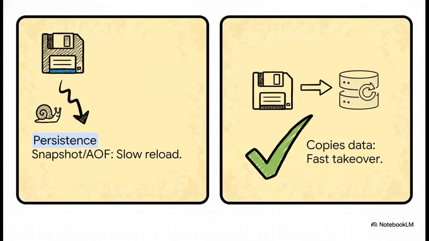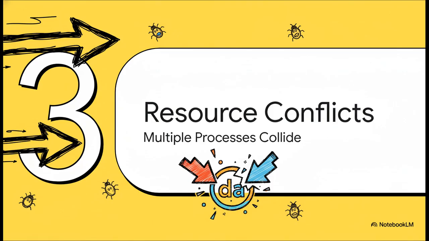But hold on. If Redis is in memory, what happens if it restarts? You don't want to lose all your user sessions, right? Well, you have a couple of options for data safety. You could use persistence, which saves the data to disk, but honestly, trying to reload that in a live production environment can be way too slow. The preferred method is replication. This copies all your data to a backup instance, which can then take over almost instantly if the main one fails.